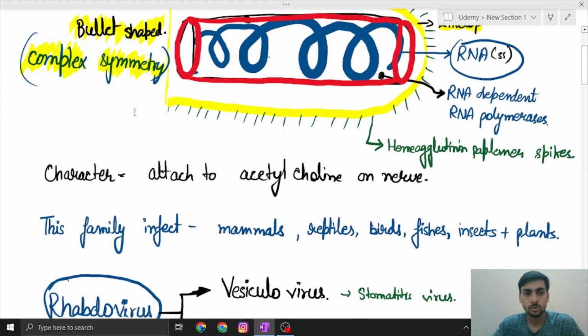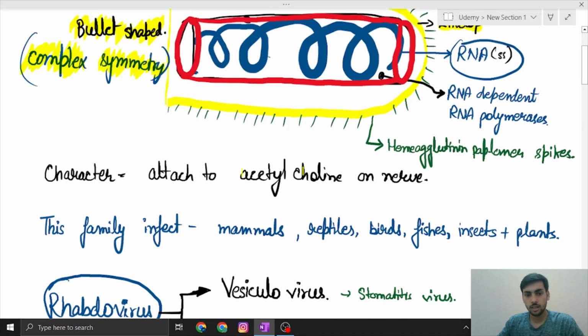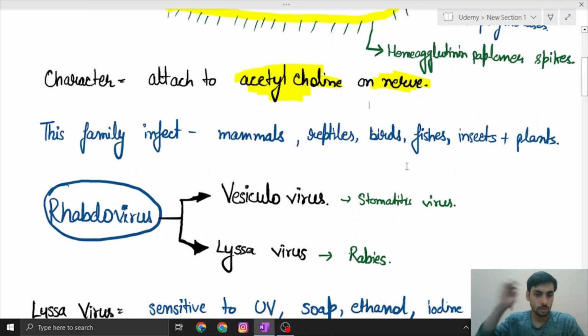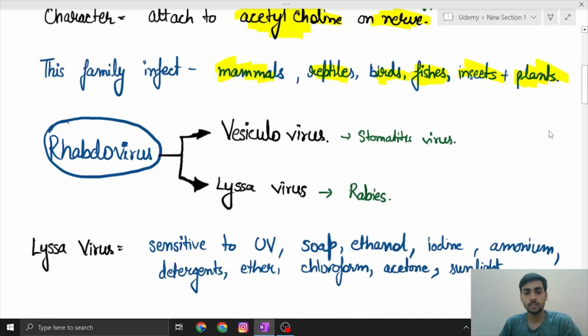So the characteristic shown by this rhabdovirus is its ability to attach to the acetylcholine receptor on nerves. This family infects mammals, reptiles, birds, fishes, insects and plants. As you can see, it basically affects all the higher eukaryotes. So this is a very important virus you need to study, that's why.